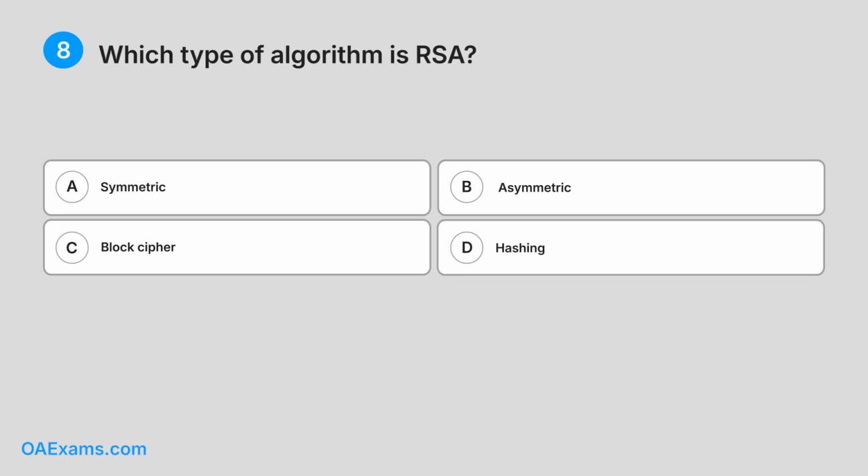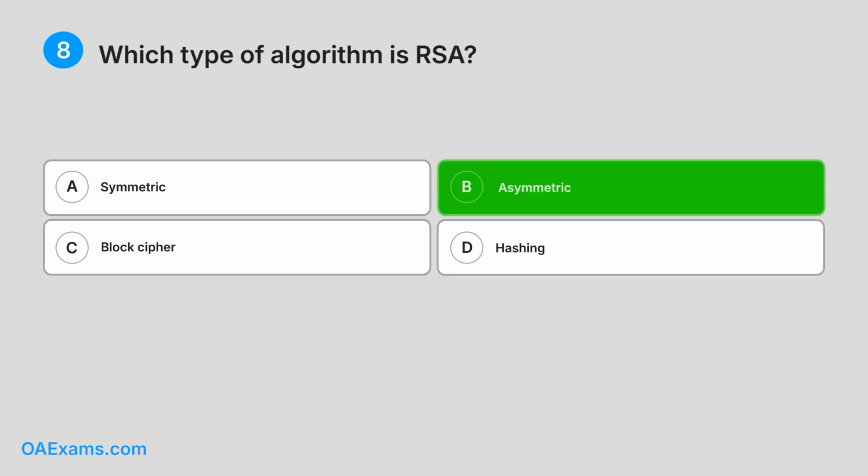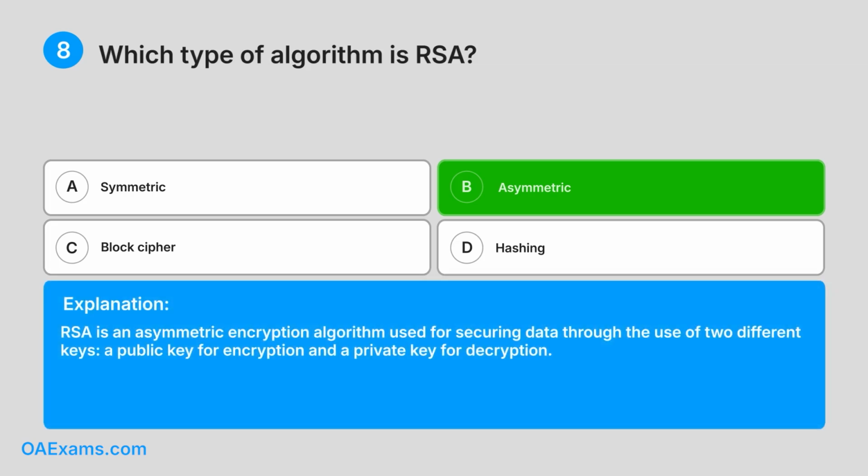Correct answer: B. Asymmetric. Explanation: RSA is an asymmetric encryption algorithm used for securing data through the use of two different keys, a public key for encryption and a private key for decryption.